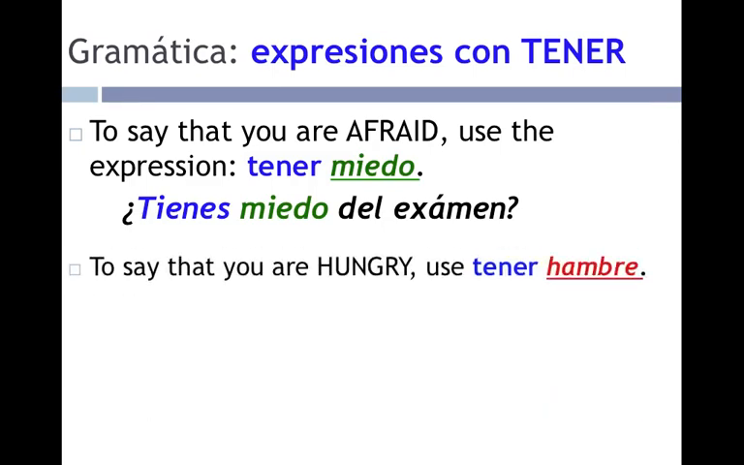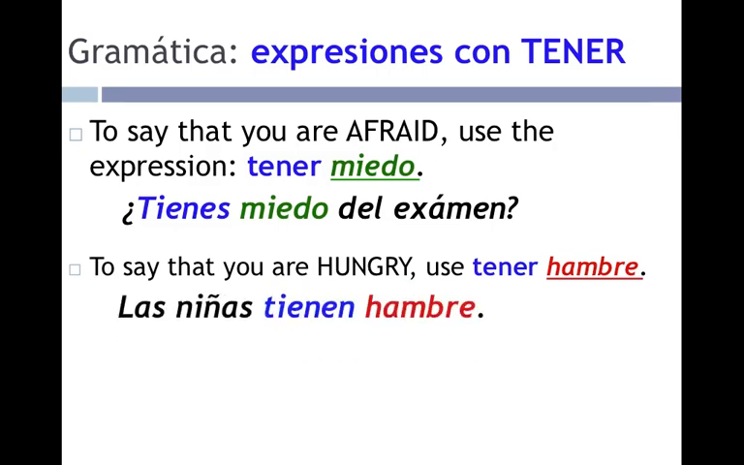To say that you are hungry, you use tener hambre. You don't say I am hungry, I am the epitome of hunger. You say you have hunger. Repitan, tener hambre. Las niñas tienen hambre.